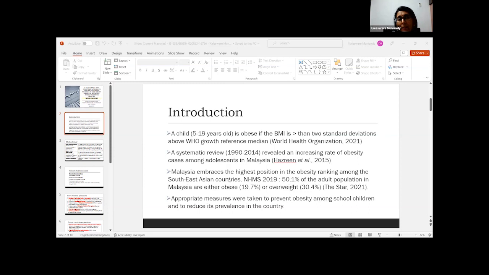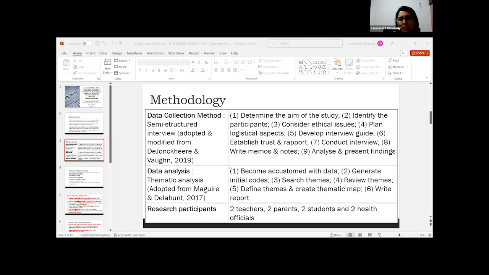Among them, 14.8% of children are overweight in Malaysia. So appropriate measures were taken to prevent these obesity issues among school children. And what was the data collection method I used? Basically, I used semi-structured interviews.